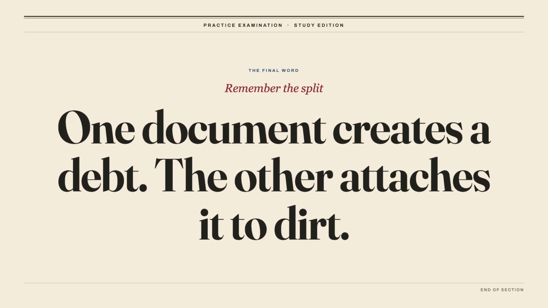Releasing the lien and discharging the debt are separate acts. So when a stem describes two documents signed at the same closing, remember one creates the debt and the other attaches it to dirt.